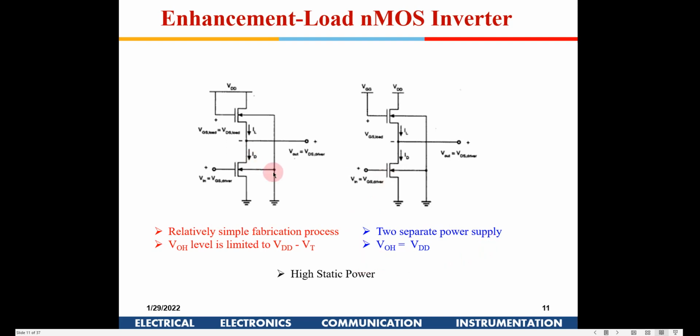Okay, but both these circuits suffered from high static power. High static power means whenever Vin was high, there will be a constant current which will flow in these circuits, unlike a CMOS circuit. So both these circuits suffered from that.